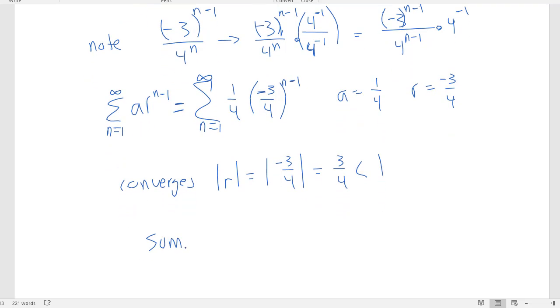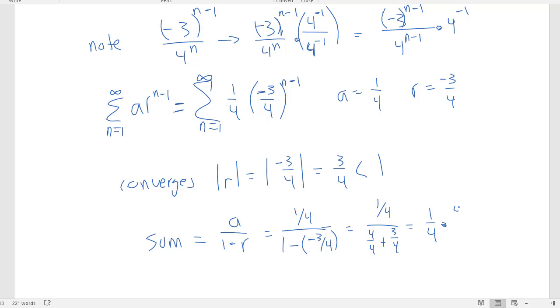So we had the formula that the sum was a over 1 minus r. Our a was our first term, a quarter, and then 1 minus the r value of negative 3/4. So let's see, I have a quarter over, this is really 1 plus 3/4. The 1 is really 4/4 plus 3/4. So I really have 1/4 over 7/4, and I'm going to flip and multiply. The 4's cancel, and we get 1/7 as the exact sum of the infinite series.